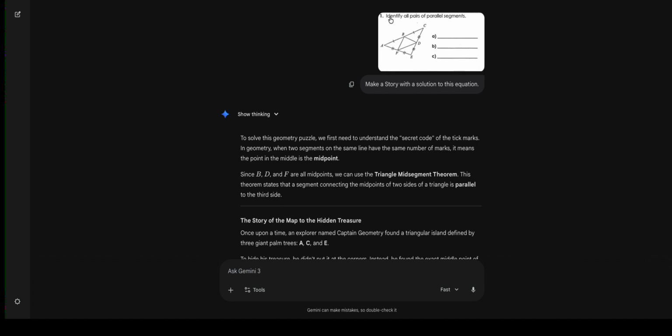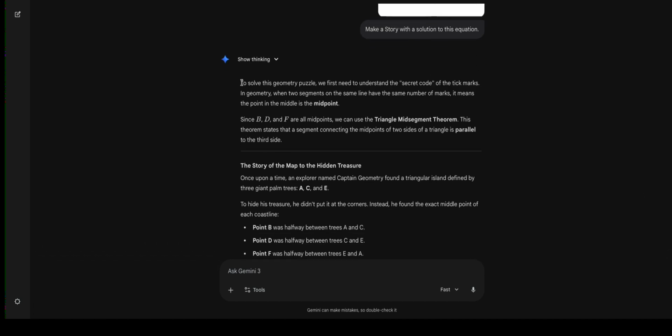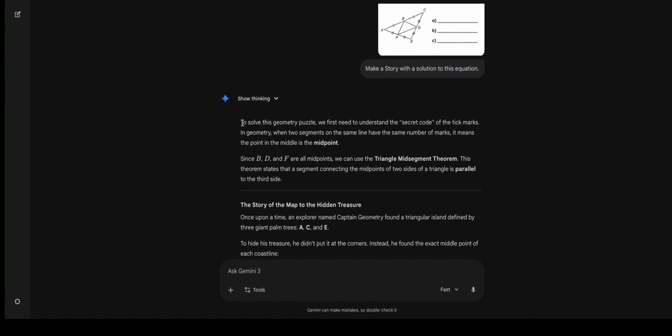So what I did is I took a picture of the actual problem and I put it into Gemini by just adding the screenshot picture, by clicking on the plus sign down here, and I said, make a story with a solution to this equation. And so I then found out a little bit more about the triangles and the symbols. So I'm going to have it read to you with text to speech.